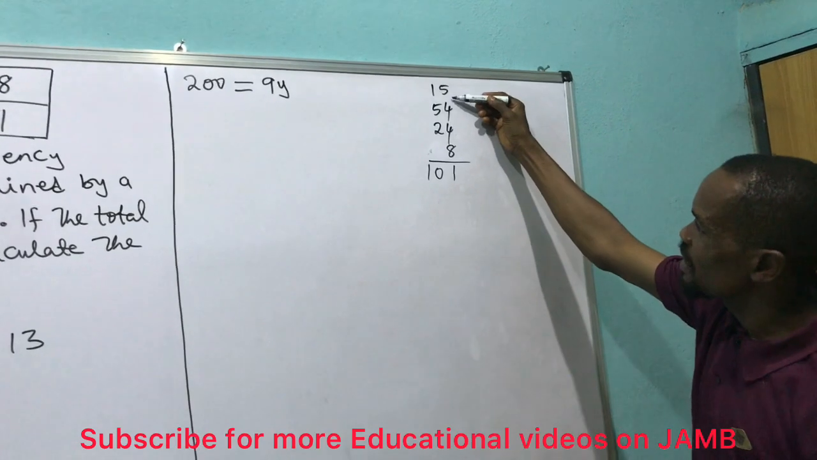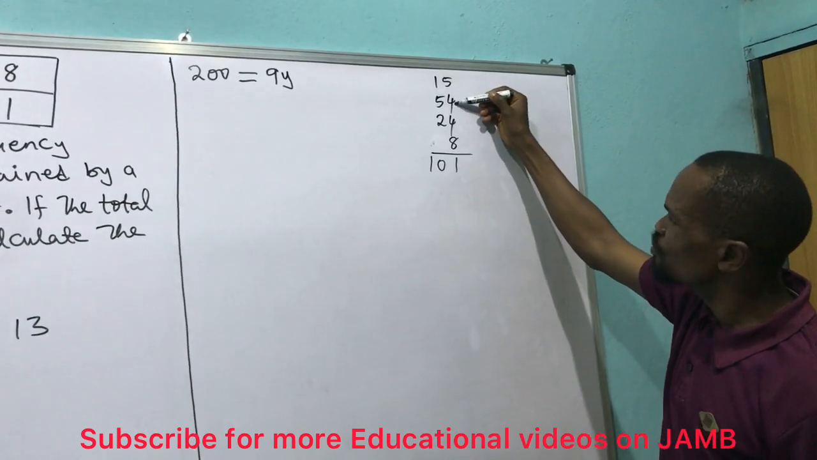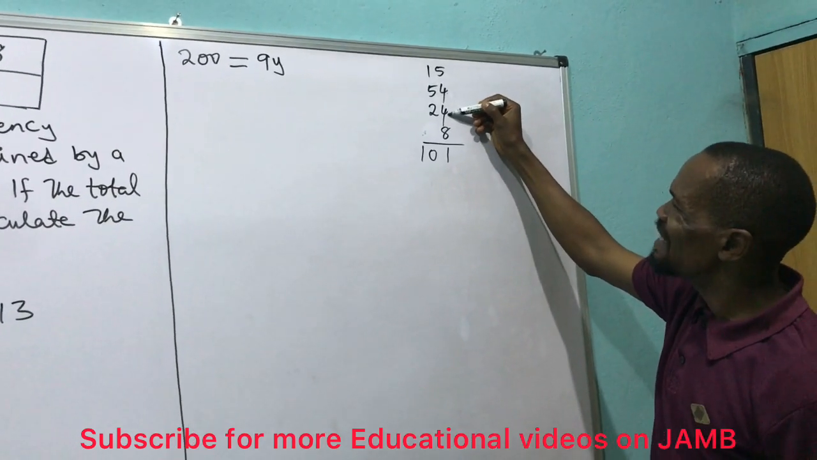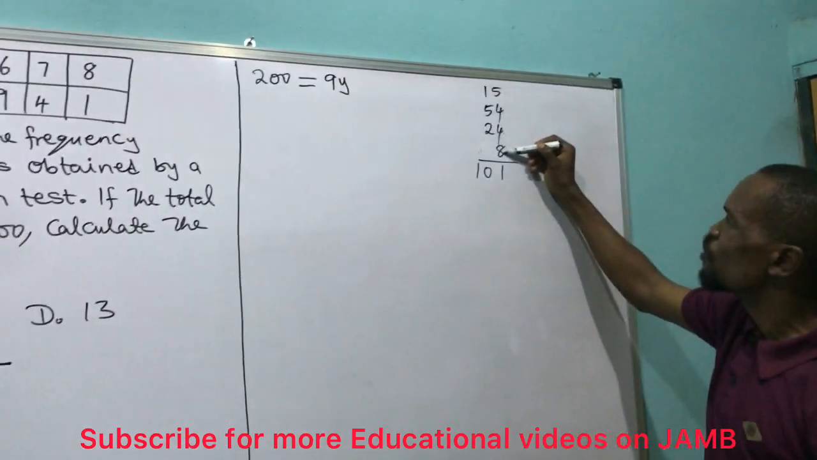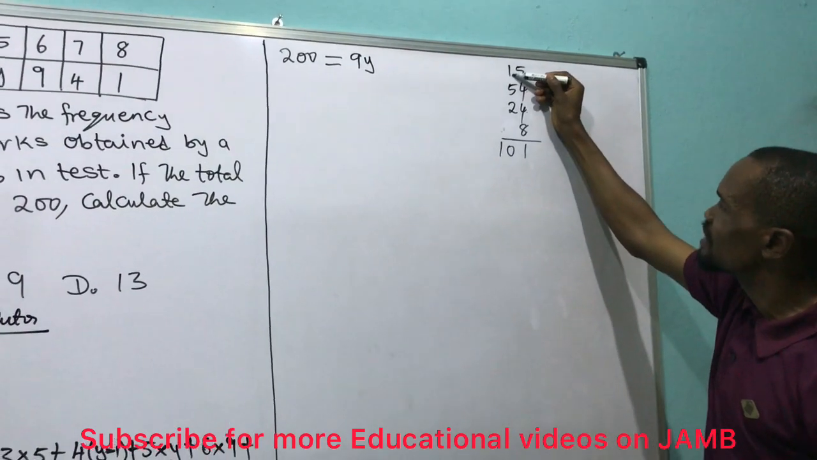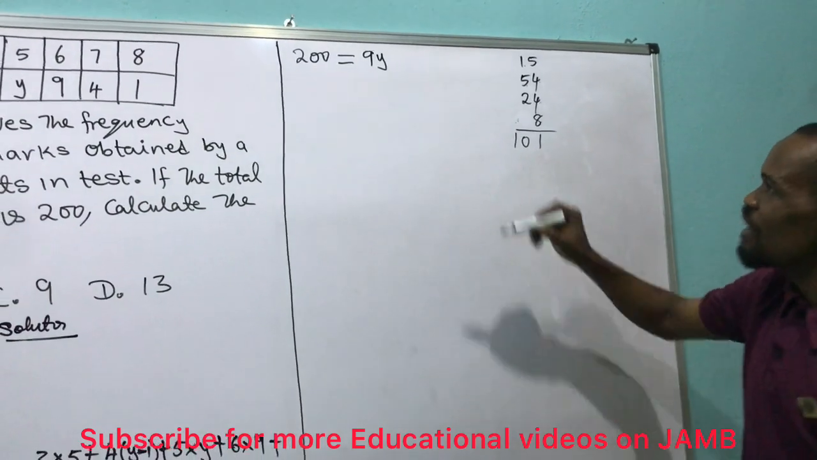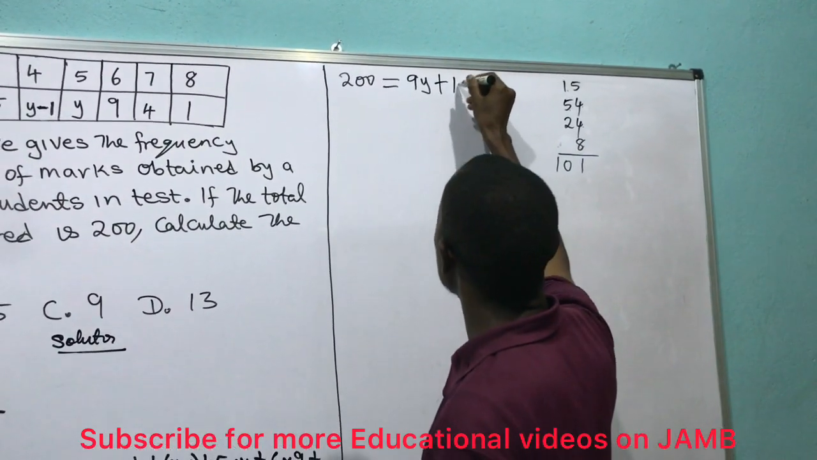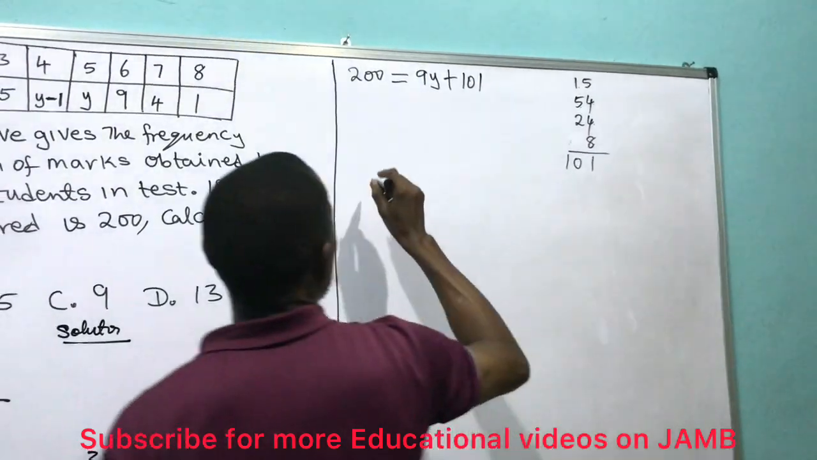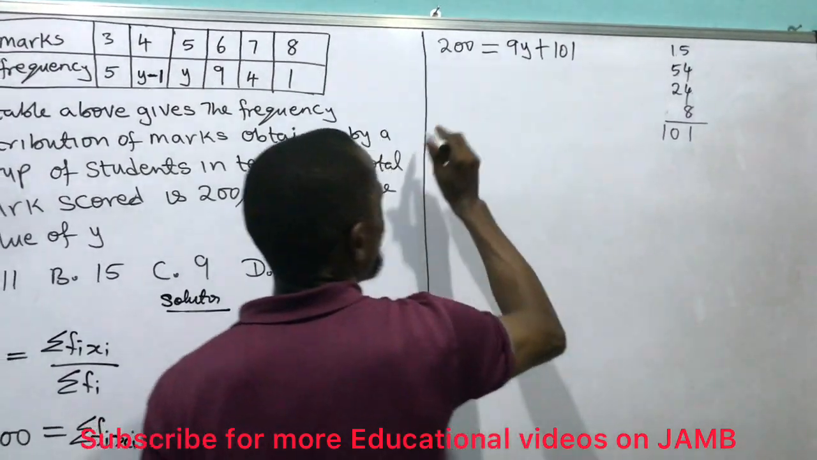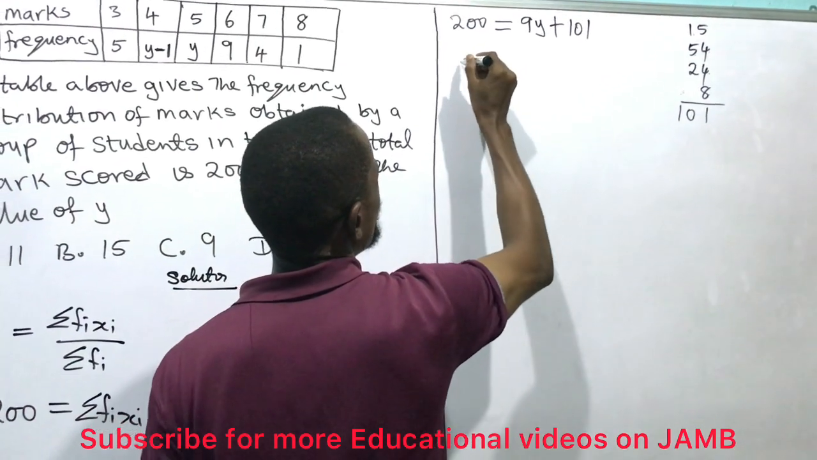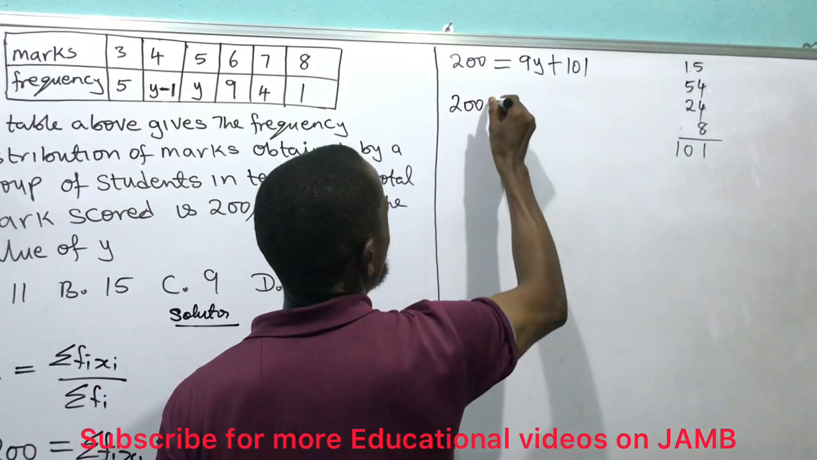Can we check it again? 5 plus this will give me 9, plus this will give me 13, 13 plus this will give me 21. I write 1, carry 2 to this, 3, 8, 10. Then I will have 9y plus 101. Now I can say that making y the subject of the formula, I will have that 9y is 200 minus what?